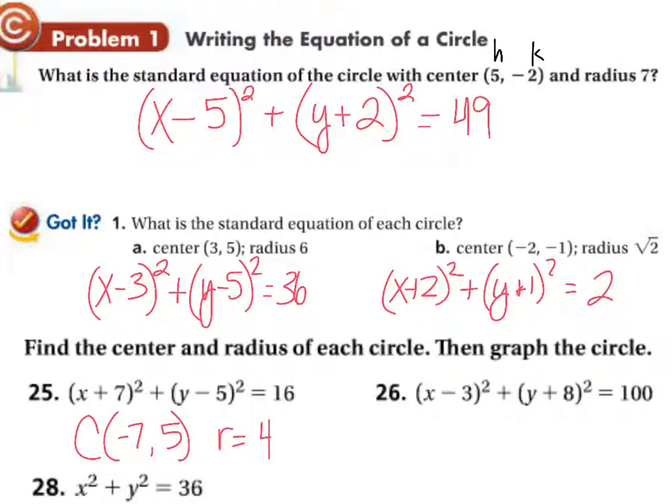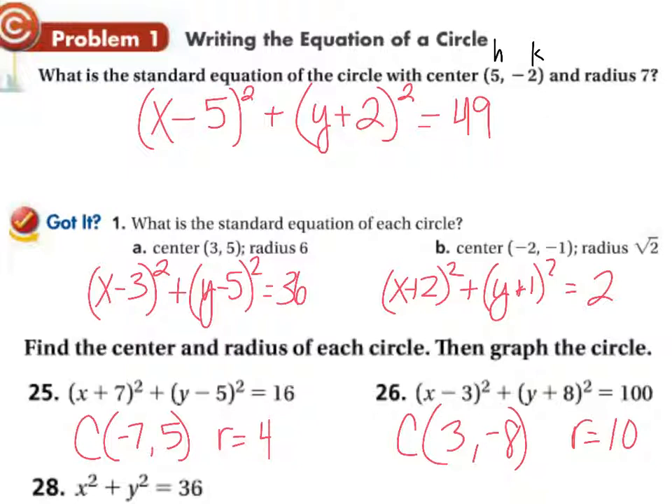All right, you try number 26. What do you think? What's your center going to be? All right, you should have a positive 3 and a negative 8. And then what do you think the radius on this one should be? 10, right? It equals r squared, so r would be 10.